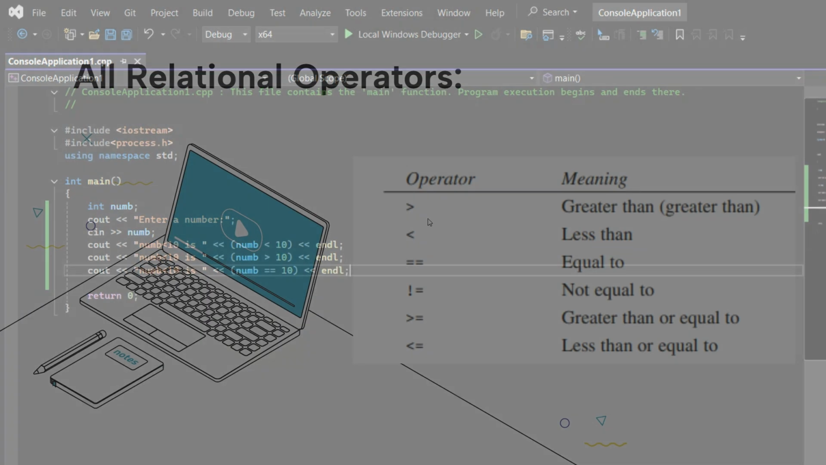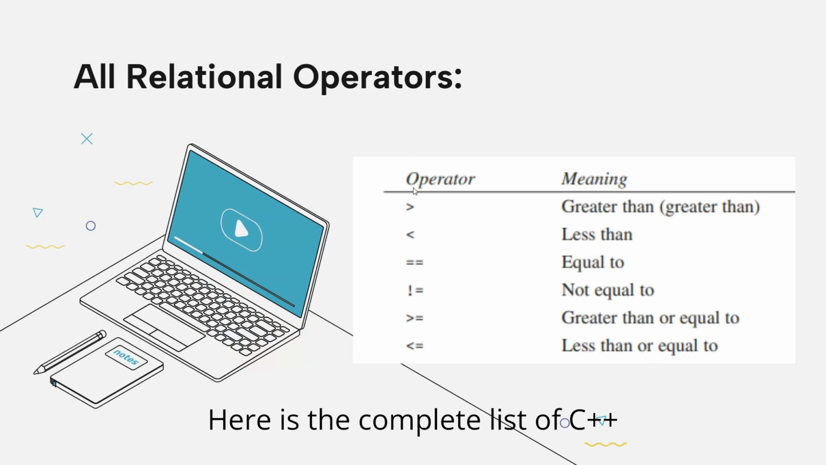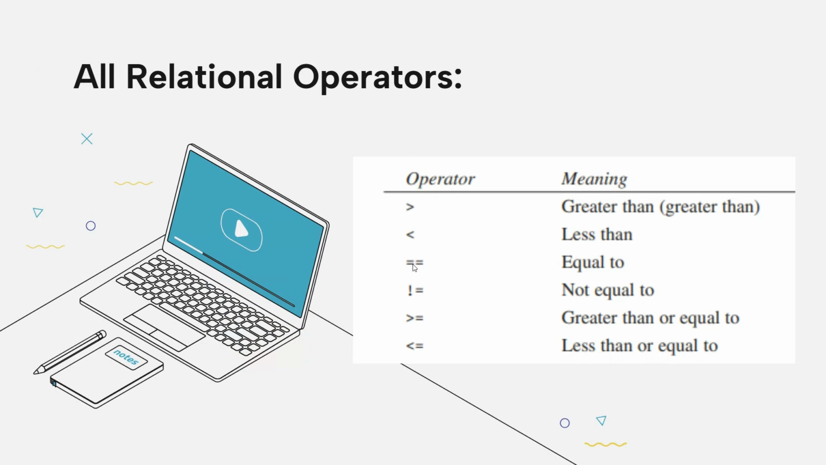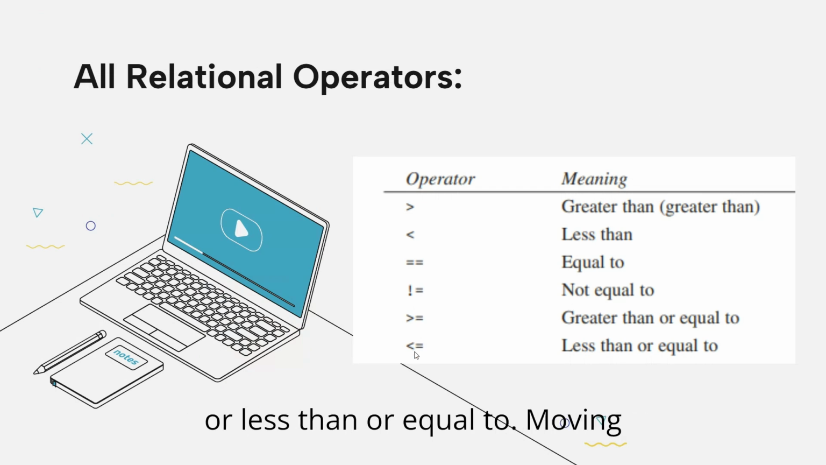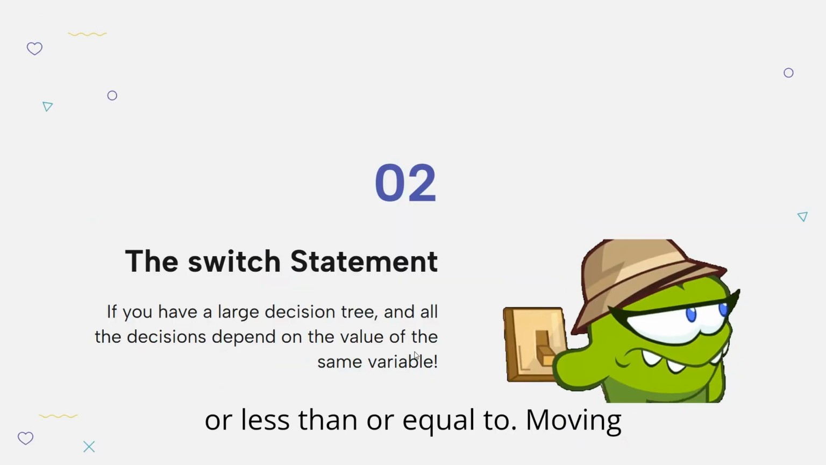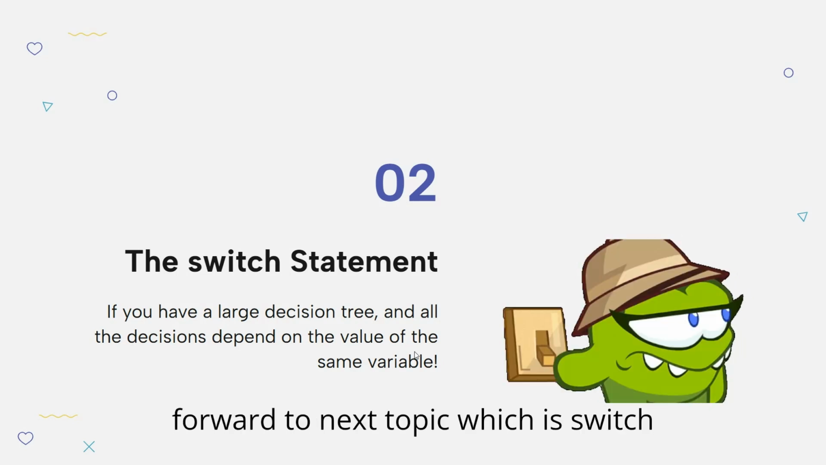false. Here is the complete list of C++ relational operators: greater than, less than, equal to, not equal to, greater than or equal to, or less than or equal to. Moving forward to the next topic, which is the switch statement.